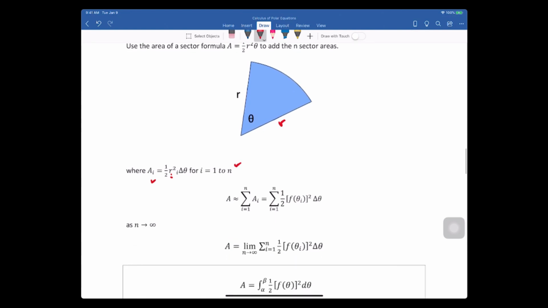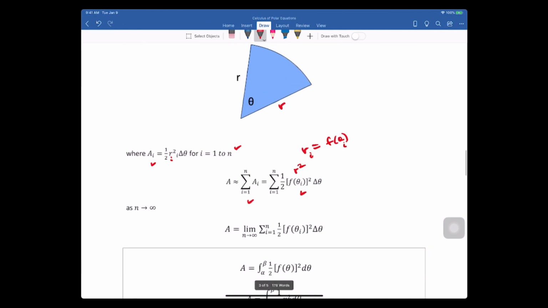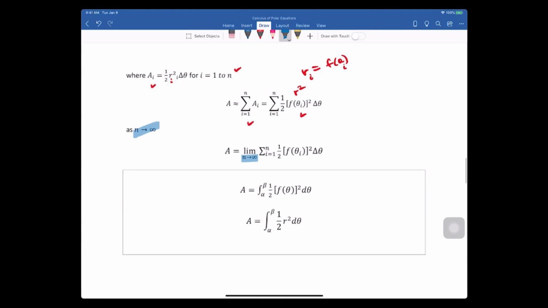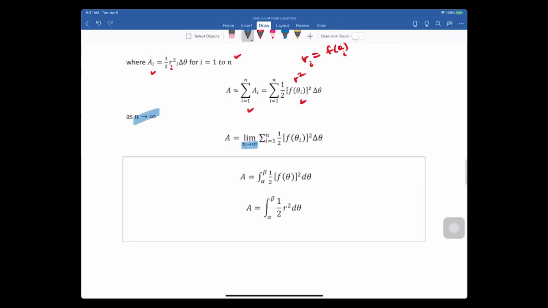So we're going to add these areas. That's what a summation is, which is 1/2. And remember, r is actually f of theta. So if you have r_i, you get f of theta_i. And this is where this portion comes from. It's really r squared. Okay, so you have that there. And we add these values, these n subintervals, and as n goes to infinity, this is a limit, this is a Riemann sum, this is now exact. And this is the integral. So this is the formula we're going to be using today.